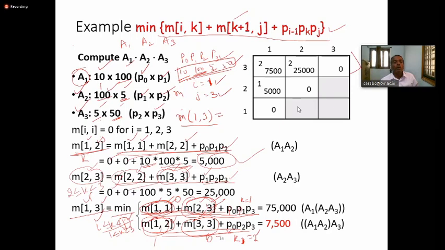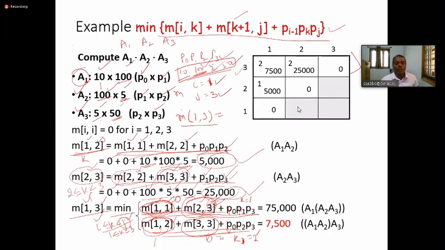Now what is P1? P1 is equal to 100. What is P2? P2 is equal to 5. What is P3? P3 is equal to 50. Now what do you get? 100 into 5 into 50. Totally 25,000 multiplications required. This I substituted here.